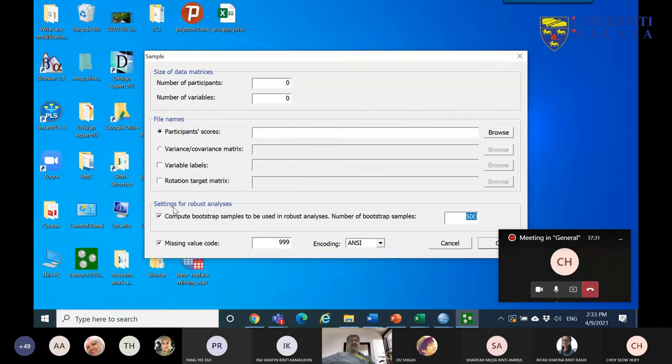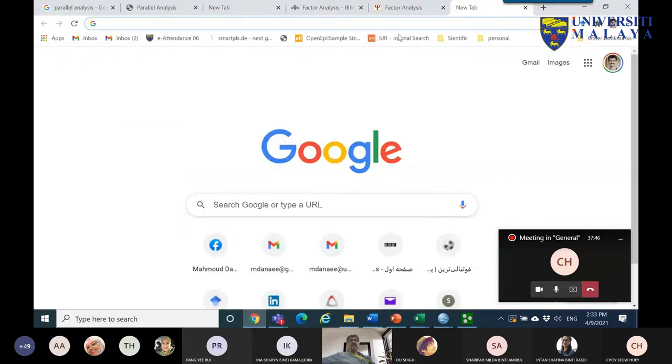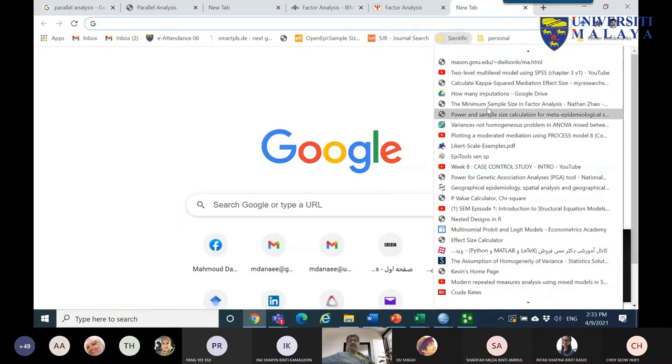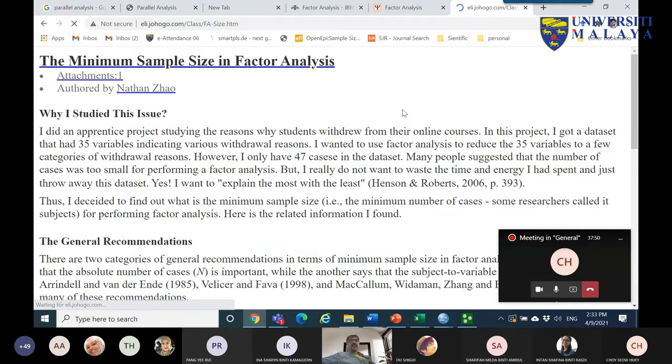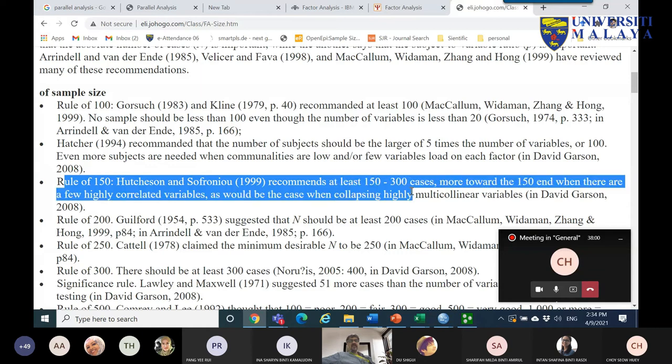This unique option, which has been provided by the authors and developers, is bootstrapping, especially when you are dealing with a small sample size, because for factor analysis we need a minimum sample size of 100. So this is the minimum sample size for factor analysis. It should be around 150 to 300.